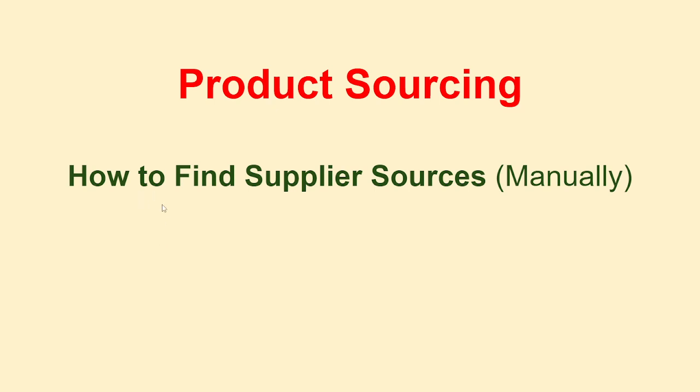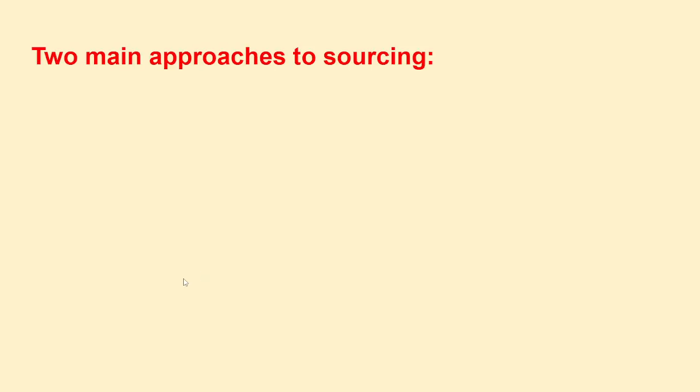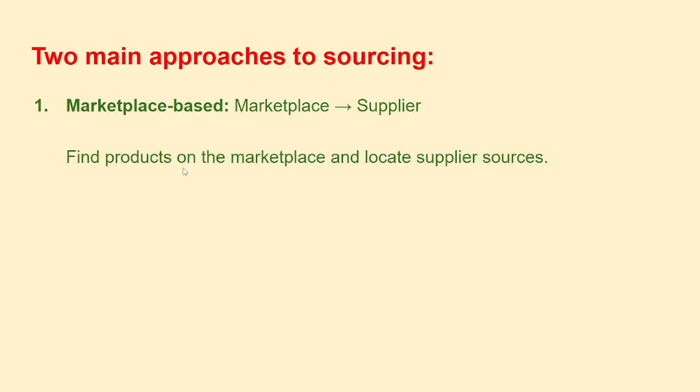Now, first of all, I'm looking at how to find supplier sources manually, and by manually, I mean not using sourcing software, but actually doing it yourself. So first of all, there are two main approaches to sourcing products. One is the marketplace-based approach, where you start on the marketplace, search for products on the marketplace, and then locate the supplier sources of those products that you have found on the marketplace.